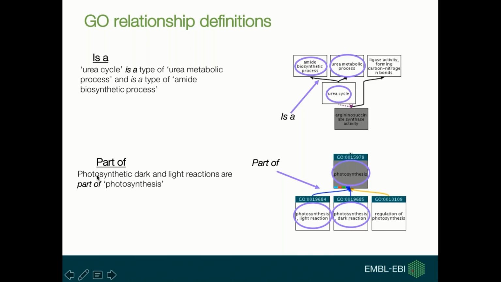Part of is the next relationship. We use the example of photosynthesis, where the photosynthetic dark and light reactions are part of photosynthesis, because photosynthesis, as we know, can be broken down into the light and dark reactions. You see it here in the ontology. This is represented by a blue arrow.